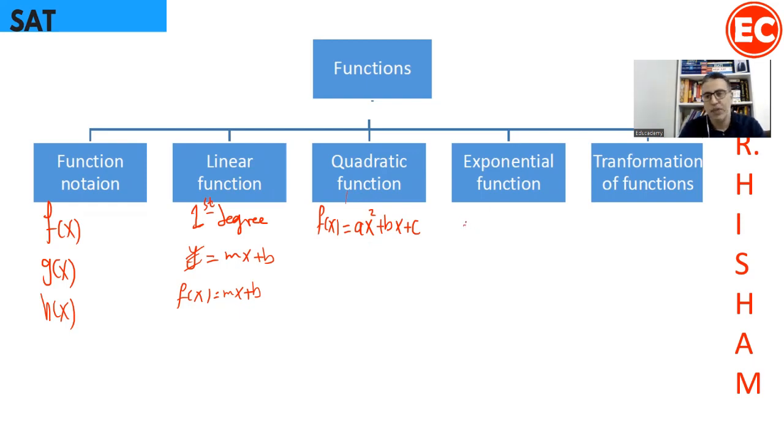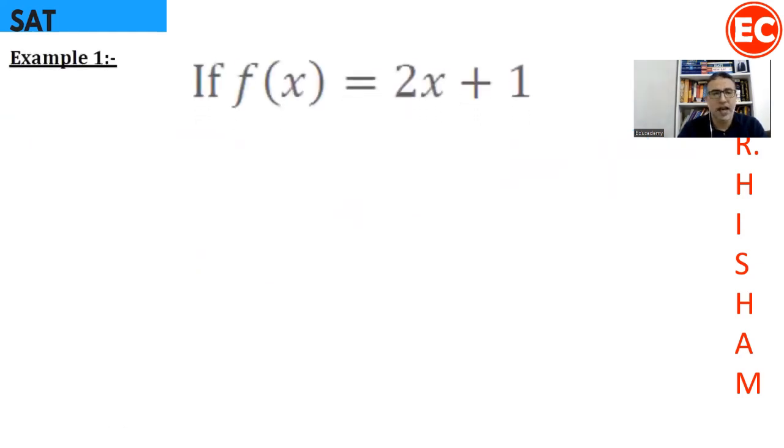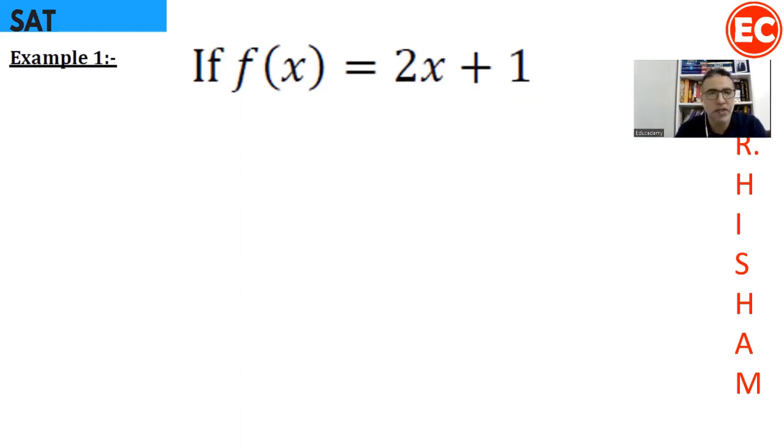Then we have the exponential function, and we have two kinds of exponential: exponential growth and exponential decay. Transformation of a function: in our studying, we are going to study translation and reflection of a function chart. So today we are going through function notation, how to replace a value of x into a function by using a function, by using a graph, and by using a table.